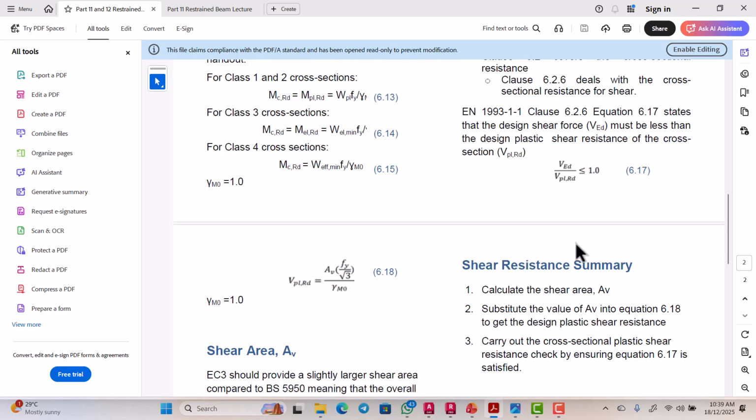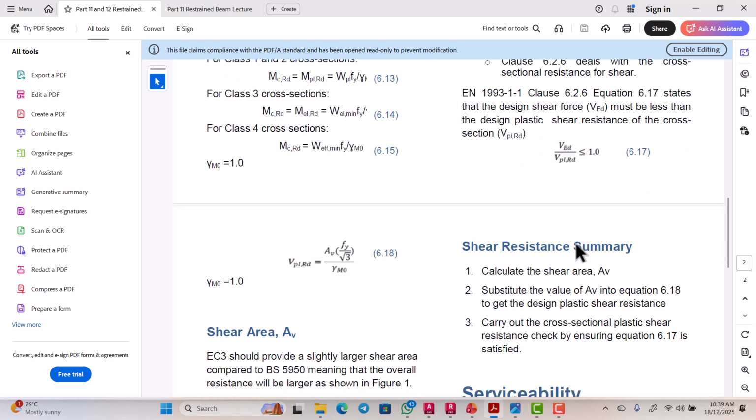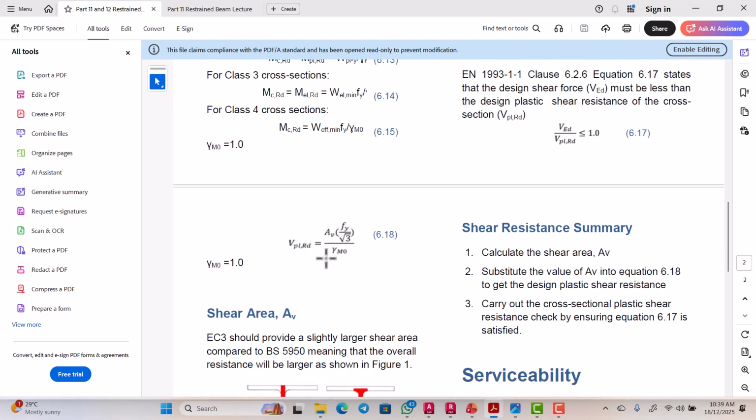Then the next check is the resisting shear. This is the formula for the resisting shear, this is how you calculate the resisting shear for the design. So this is the AV, and you have to calculate the AV. We have the formula for calculating AV.